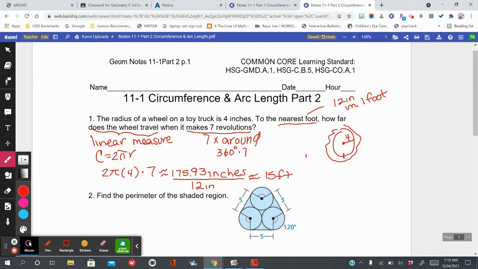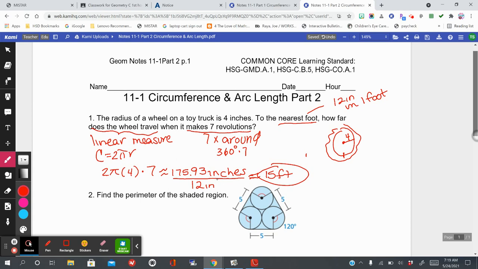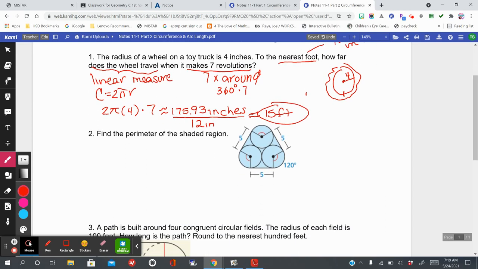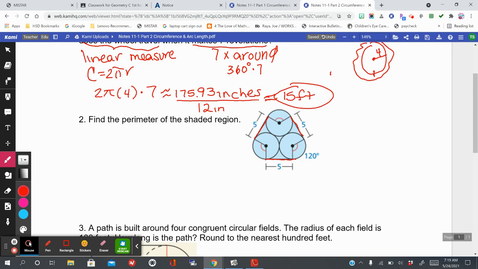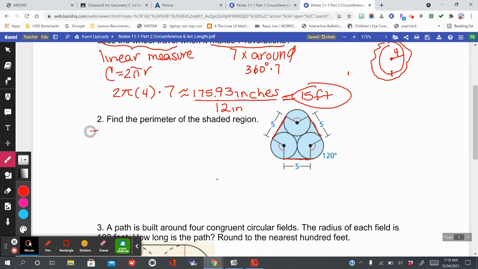All right, so a lot of algebra happening there. All right, let's look at this one. This looks intimidating. Find the perimeter of the shaded region. All right, so they just want the perimeter, not the area. So we have these 3 5s. Perimeter is like adding all the lengths around. So 5 plus 5 plus 5.